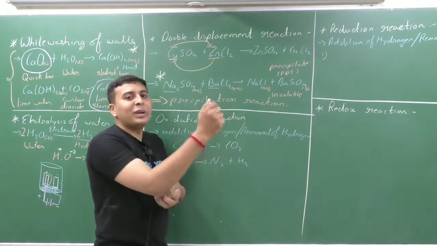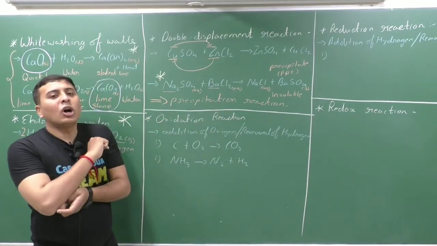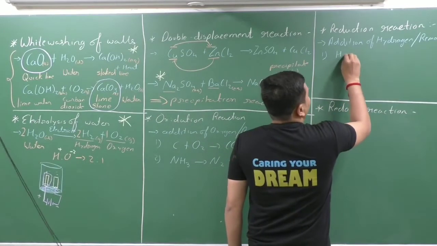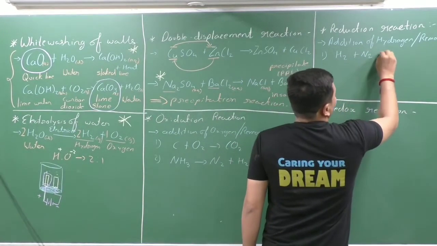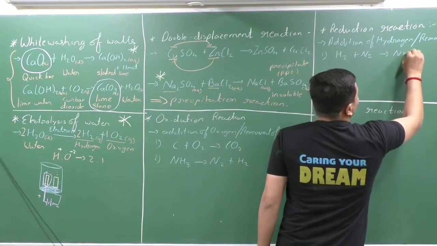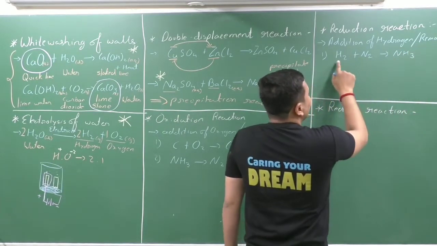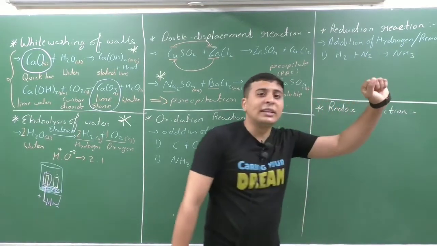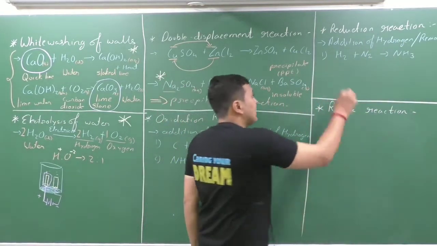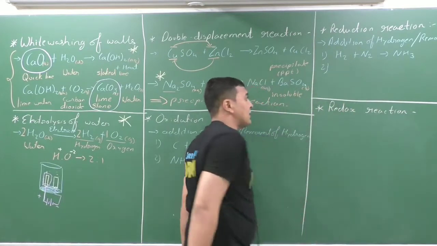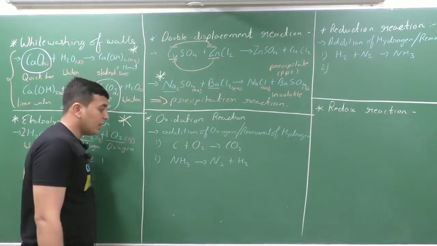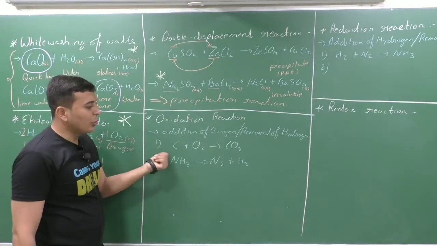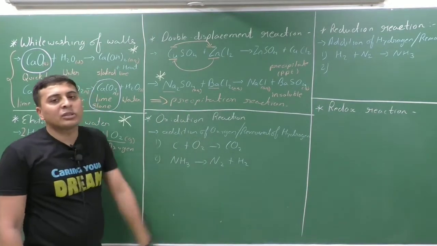Now let us take the example of the reduction reaction. Either hydrogen should be added or oxygen should be removed. For example, H2 plus N2 gets converted into NH3. See, hydrogen is added into the nitrogen. So this reaction is known as reduction reaction. Now, hydrogen is added or oxygen should be removed. Here it is opposite. Oxygen should be added or hydrogen should be removed.